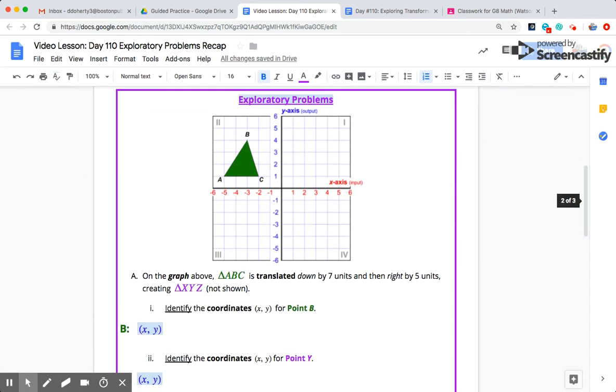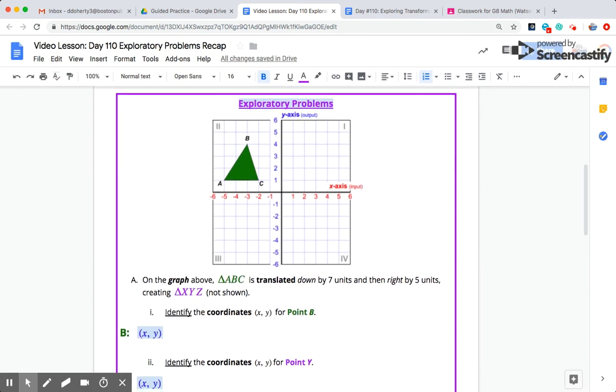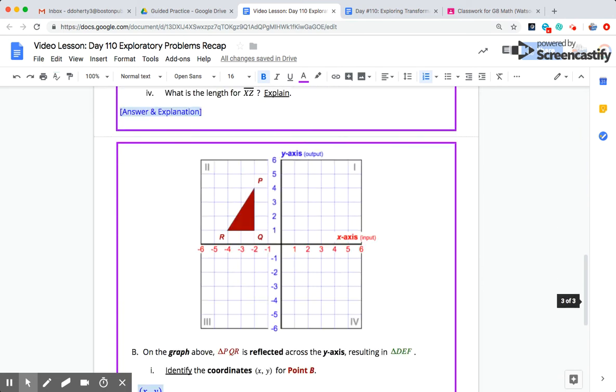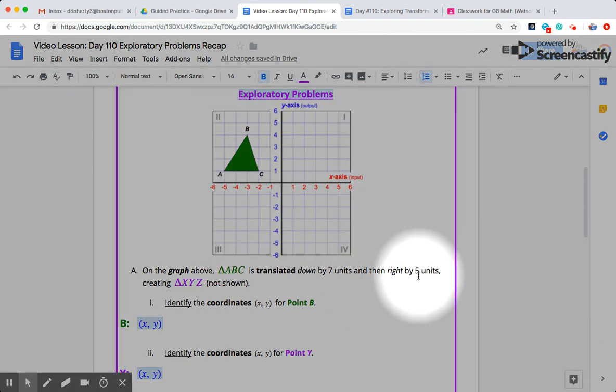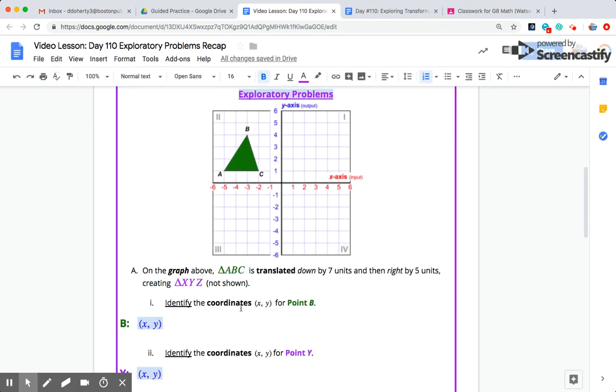So jumping into the work quickly, already you and your partner should have worked through part A and part B. Part A tells you that on this graph, triangle ABC was going to be translated down by 7 units and then right by 5 units, and it would make triangle XYZ, a purple triangle that's not shown on the graph today. You were asked to identify the coordinates for point B. That should have been straightforward.